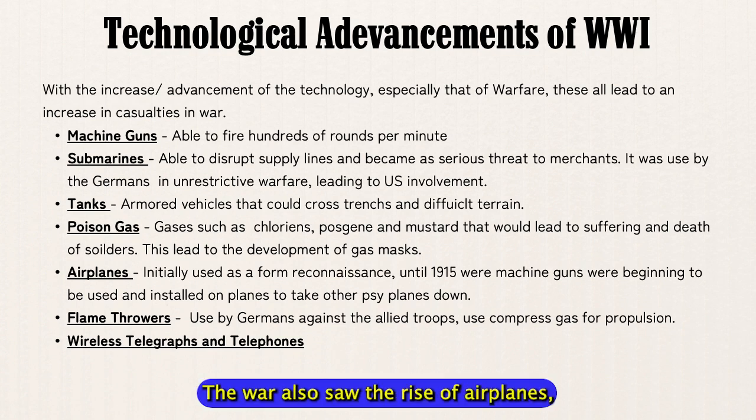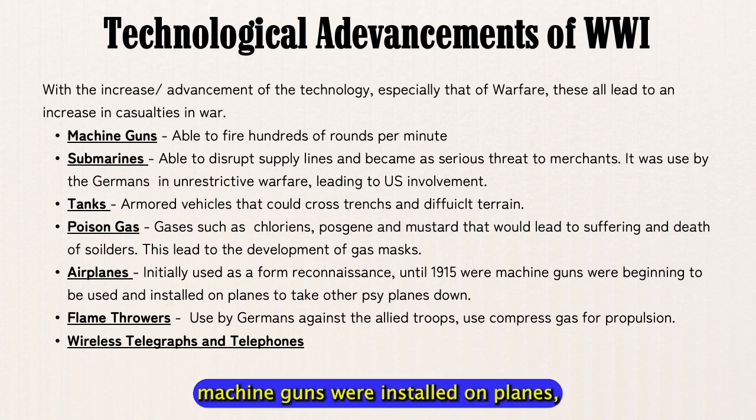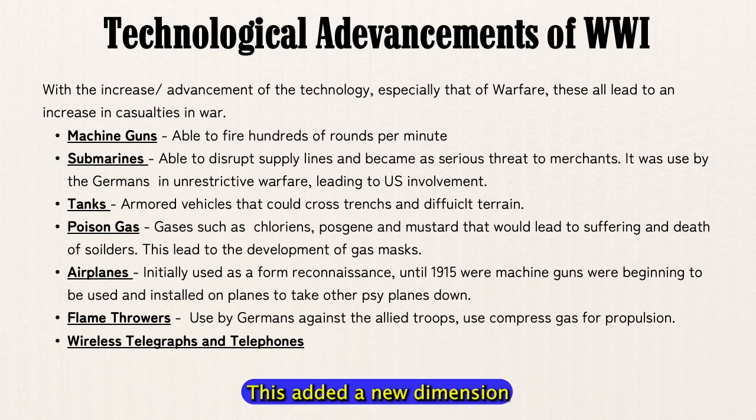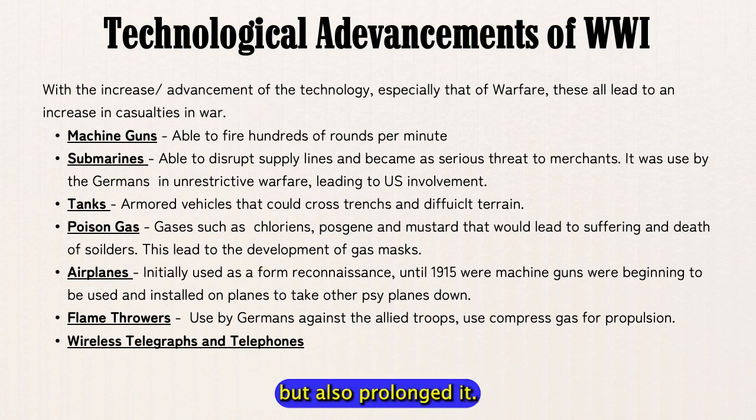trenches. The war also saw the rise of airplanes, which were first used for reconnaissance to gather information about enemy positions. By 1915, machine guns were installed on planes, turning them into weapons to take down enemy aircraft. This added a new dimension to warfare in the skies. Communication also advanced with the use of wireless telegraphs and telephones, which allowed commanders to coordinate attacks and share information more quickly.